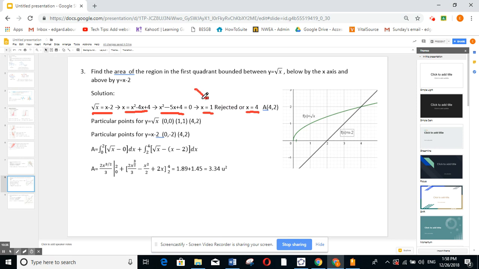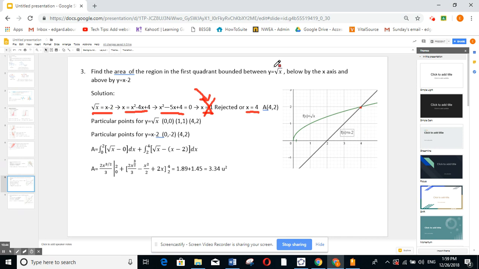But don't forget, this is important. Don't make the mistake: if x is 1, if you replace here by 1, you're going to get 1 equal minus 1. Square root can never be negative, so this is rejected. So I only have one point of intersection, which is 4. If you replace x by 4, you get 2 equal to 2, correct. So this is the point of intersection.